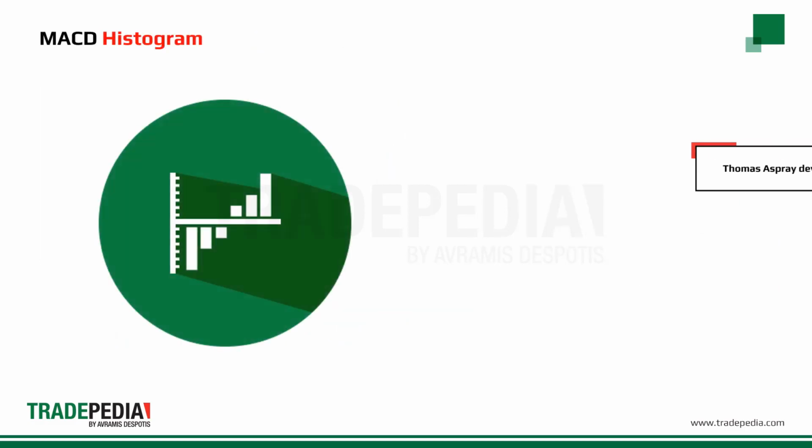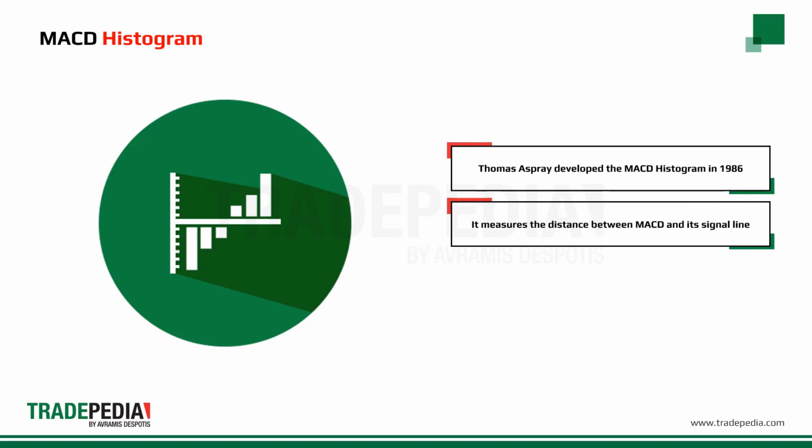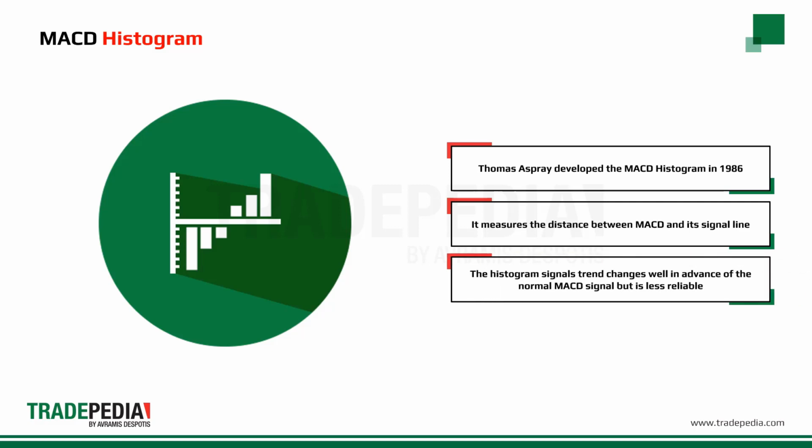Using the MACD, Thomas Aspray developed the MACD histogram in 1986. It measures the distance between MACD and its signal line. Because MACD uses moving averages that lag price, MACD histogram can alert chartists to an imminent signal line crossover in MACD. The histogram signals trend changes well in advance of the normal MACD signal, but is less reliable.